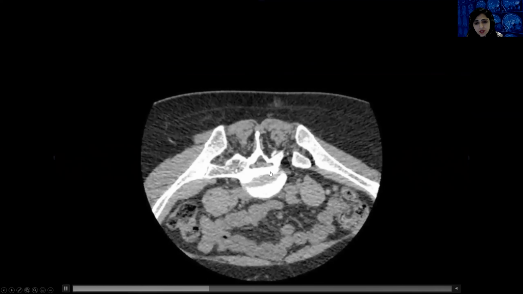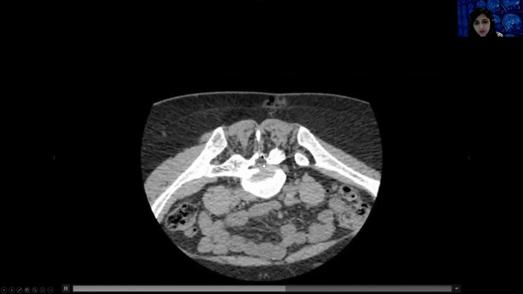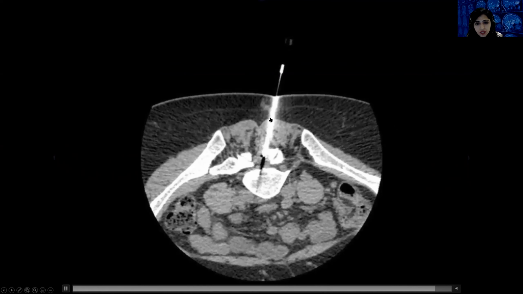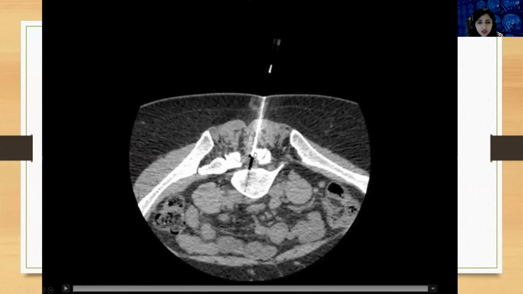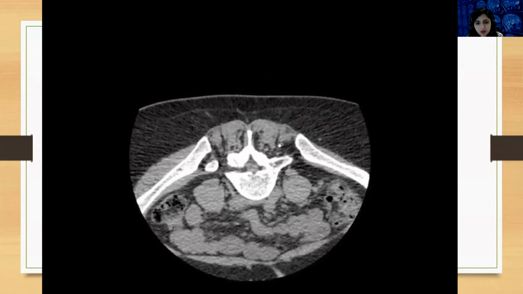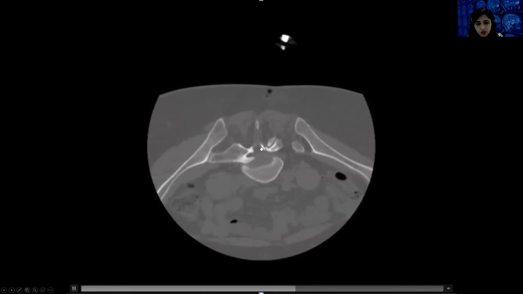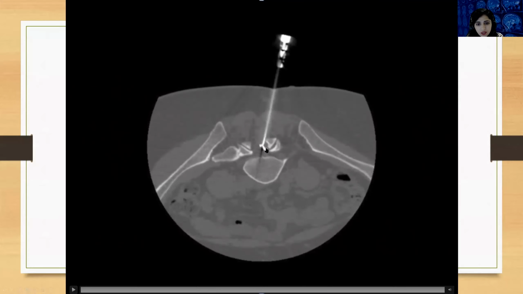So this is the injection. The needle is coming from here along, and this is right in the epidural space. Again, another epidural injection. The needle will traverse from here, and then we'll cross the ligament. This is the contrast confirming that we are in the epidural space.